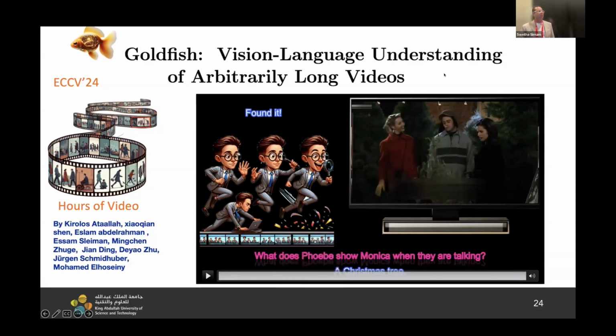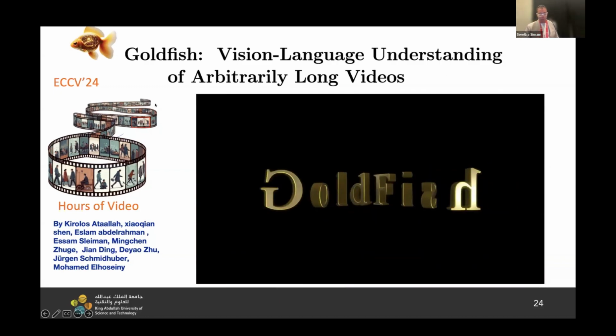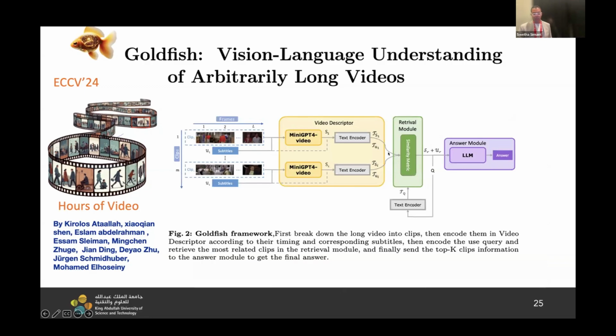All right. The way this works is based on having a retrieval mechanism that, given the question, ranks the video clips. So we segment the original long video, which could be hours, into clips. Each one is 16 seconds. And then we process these through the MiniGPT4-Video that we just described to produce a language description of each one of those short clips.